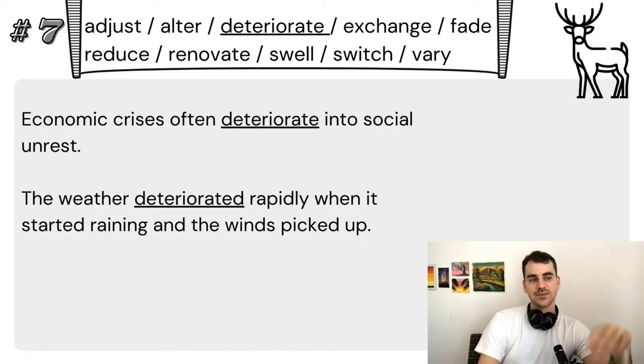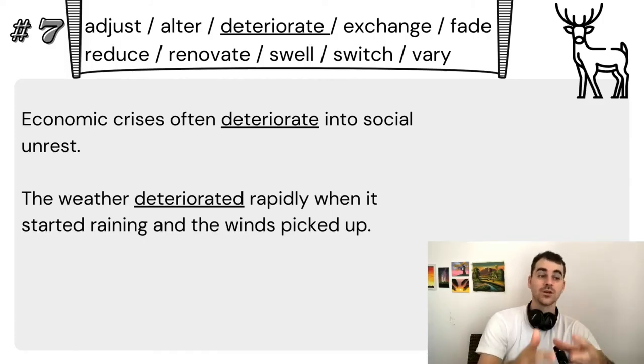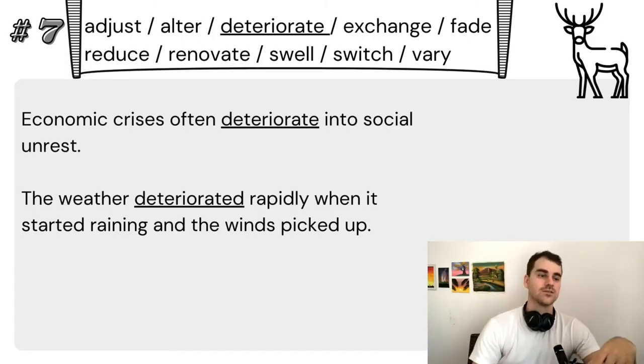Economic crises often deteriorate into social unrest. Crises is the plural for crisis, and deteriorate means something is getting worse, to make something worse. So the economic crisis is bad, but then social unrest is even worse.